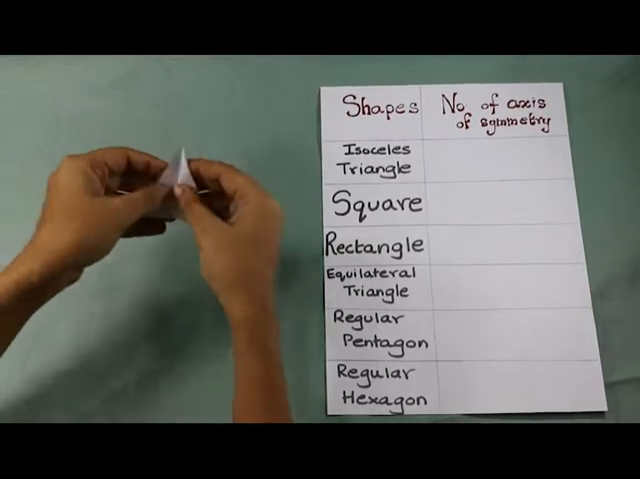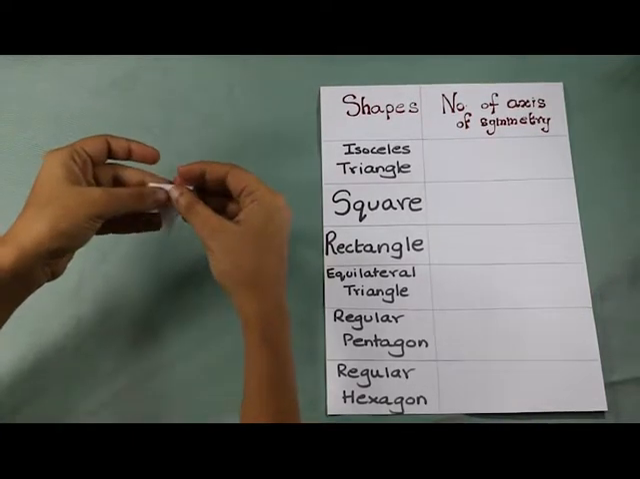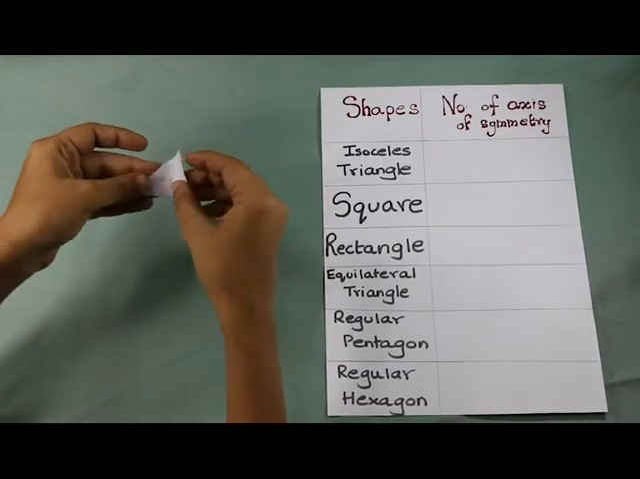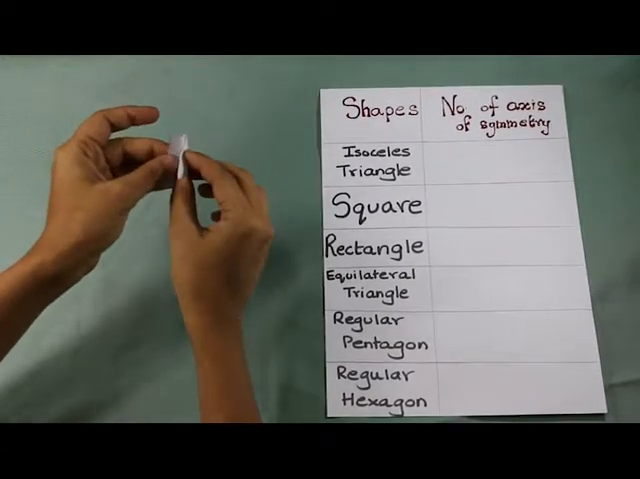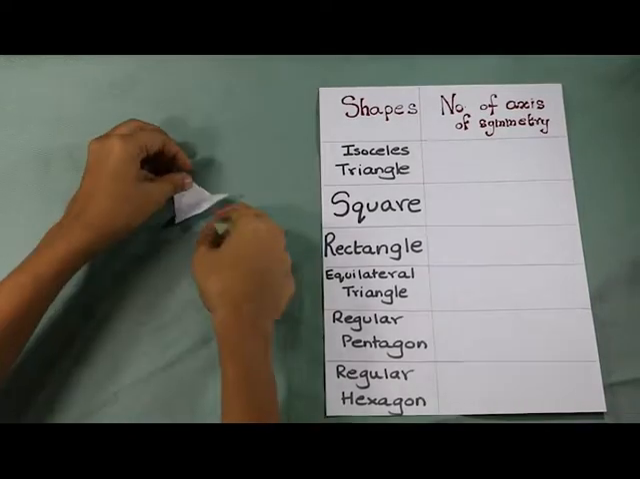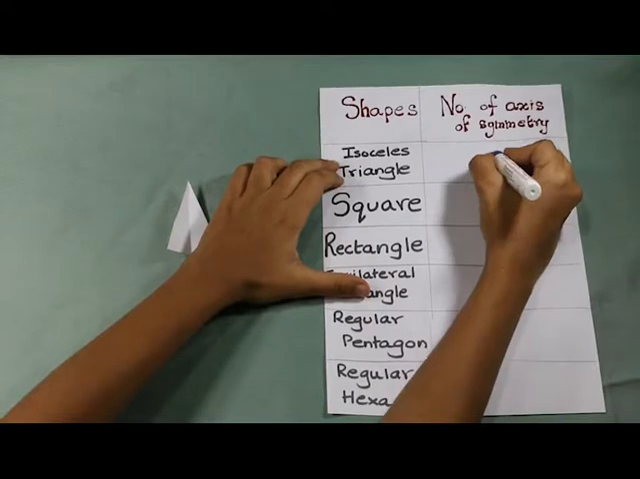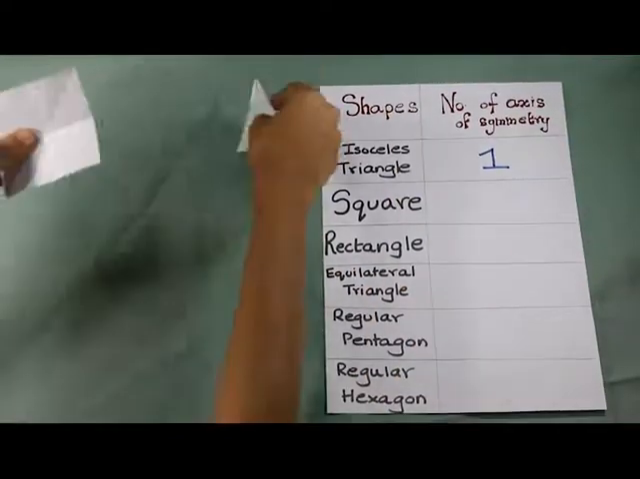Let's try folding it horizontally this time. Oh no, that did not work. Let's try it again from another side. Again, the 2 sides don't overlap. This means that the isosceles triangle has only one axis of symmetry.